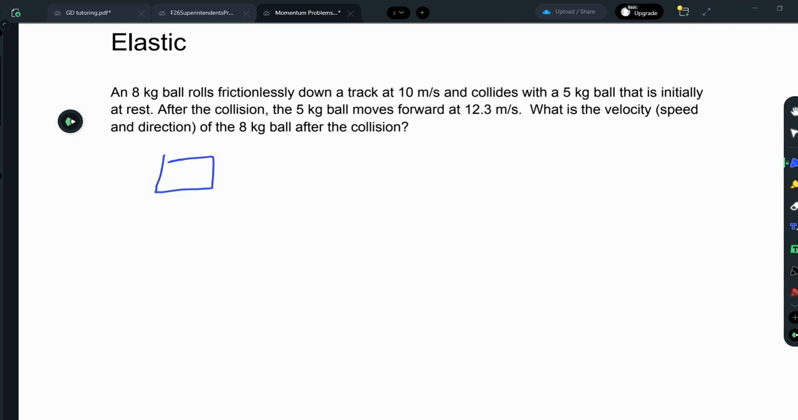There's an 8 kilogram ball that rolls down a track at 10 meters per second. So I'm going to call that 10 meters per second up here and draw an arrow. It collides with a 5 kilogram ball initially at rest. So I'll draw that 0 again, and then a little dotted line to let me know that that's the before. Afterwards, it says the 5 kilogram ball moves forward at 12.3 meters a second. So that's a little bit faster, 12.3 meters a second. And we're trying to figure out what happens to the 8 kilogram ball. So that's my question mark.